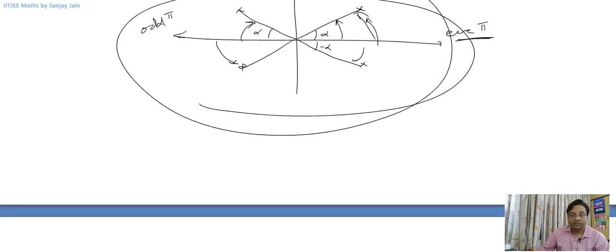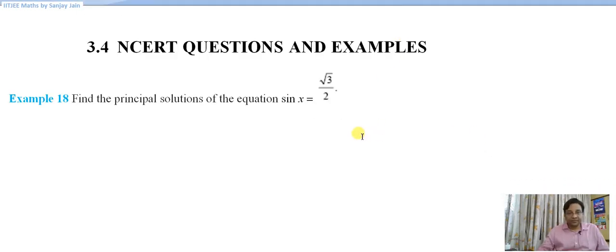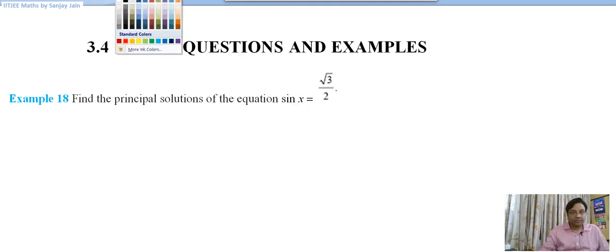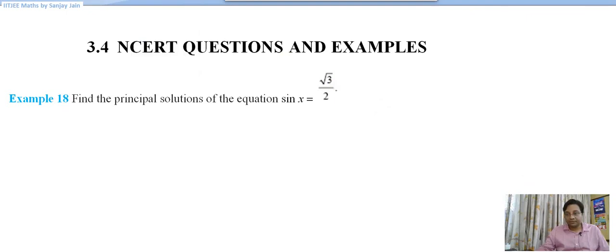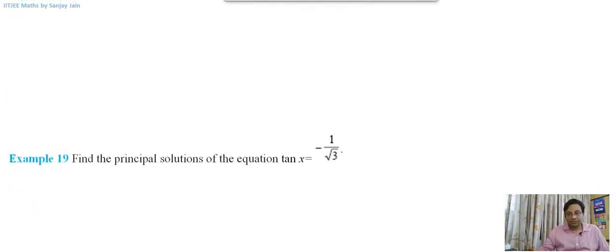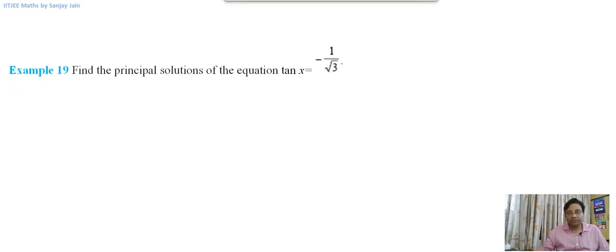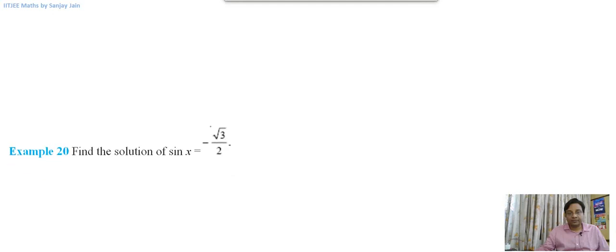Now I think let us move to the questions. So this question I think we have already done, right? Let us look at what we have got next. This is also something we have already spoken about. Now let us look at this.